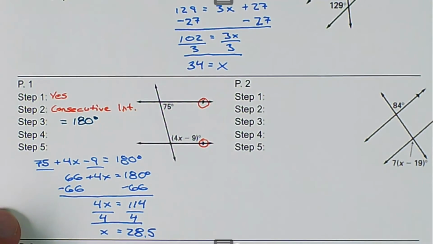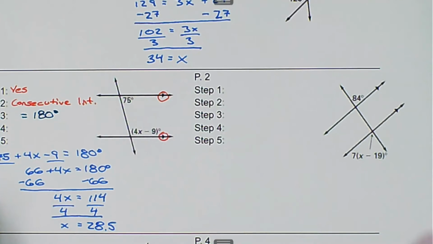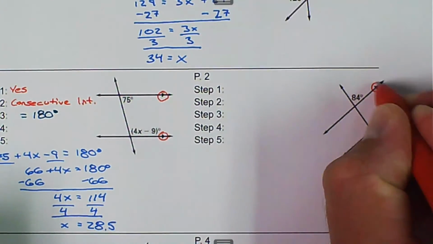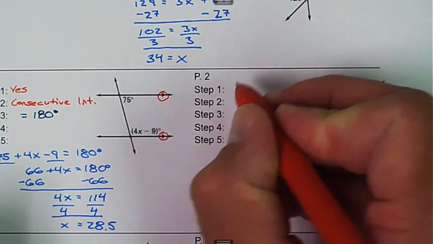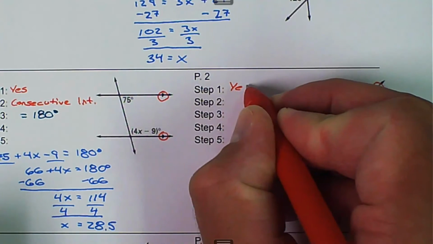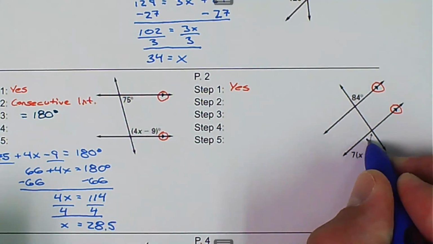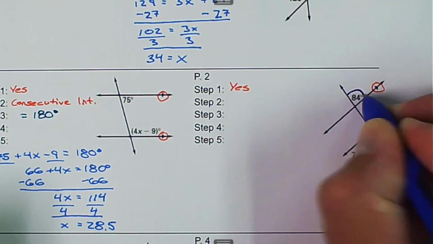Next, we're looking at example 2, or problem 2. And again, the first step we want to do is decide, are they parallel? In this case, we have one arrow and one arrow. So the answer is yes. Next, we want to decide what's the relationship. So we were talking about this angle here and this angle here.